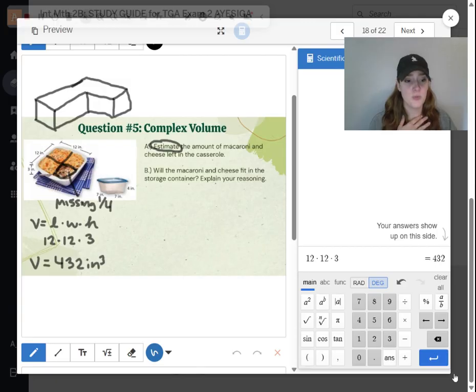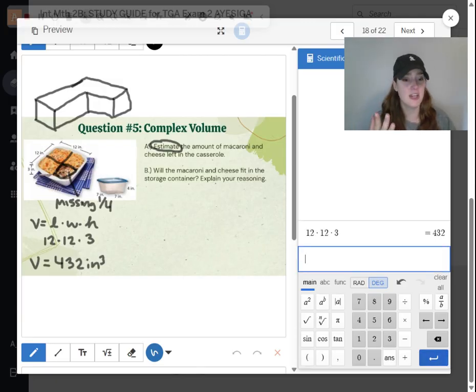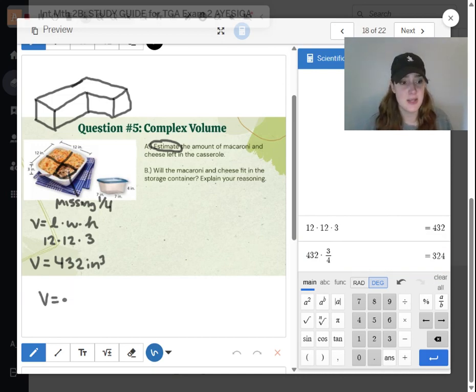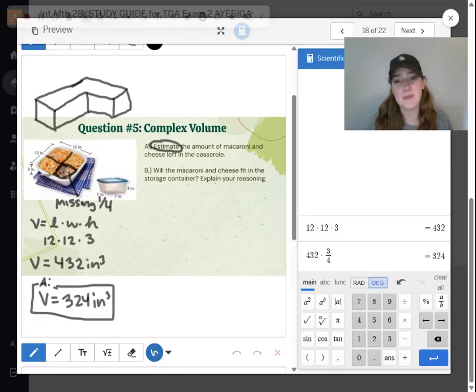But again, we just need 3/4 of it, or we could take a 4th and subtract. So 432 times, oh my gosh, 3/4. What am I doing? 3/4. So again, because we've got 3/4 left over, the volume is going to be 324 cubic inches that's left over. So this is answering part A. This is estimating how much is left over. Again, it's about a 4th missing, so 3/4 is remaining.